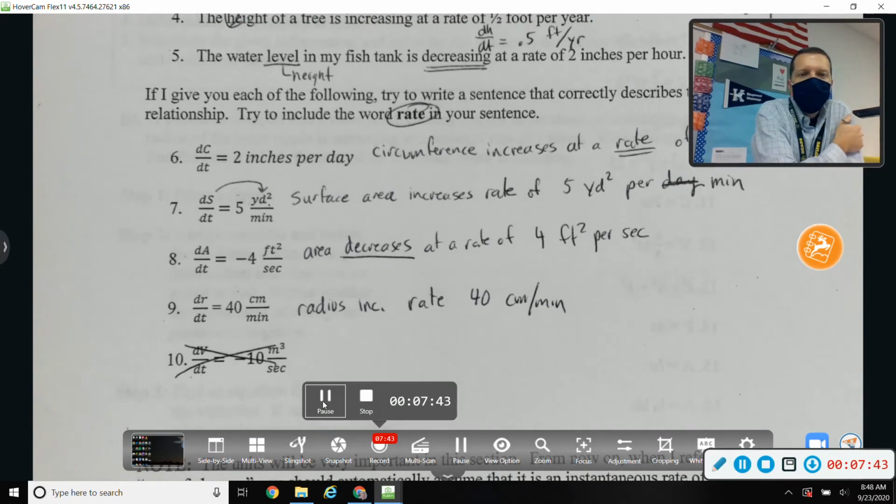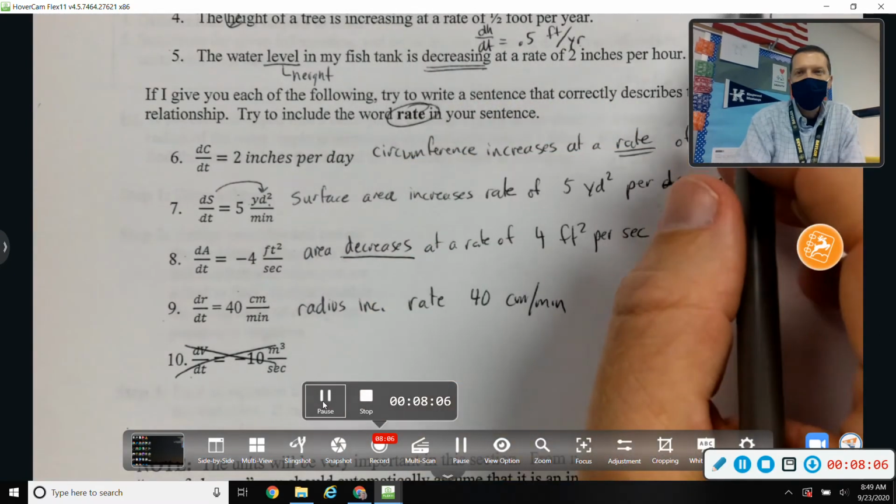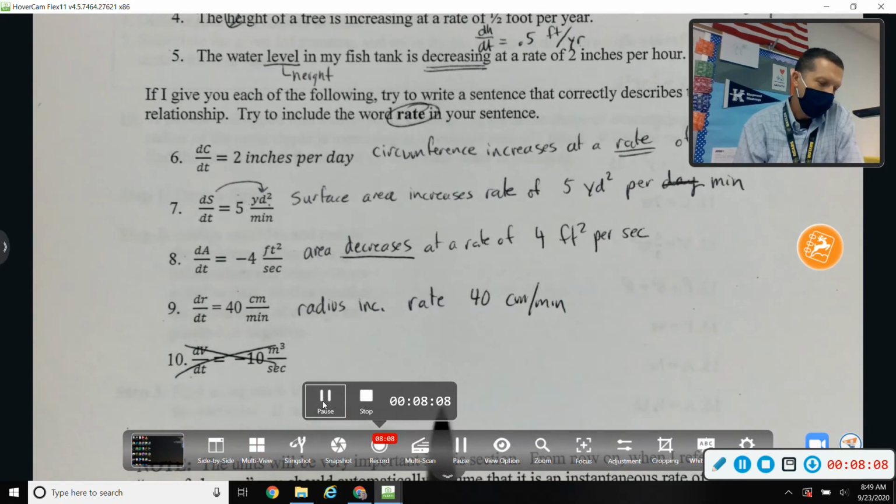All right, so there's the last two. The area decreases at a rate of 4 feet squared per second. And radius, I guess you could have said something else. It's not guaranteed to be radius. The ruler, I don't know. Radius increases at a rate of 40 centimeters per minute. So I don't think that's too hard, but that is new. Translating rate statements into notation and notation into rate statements.